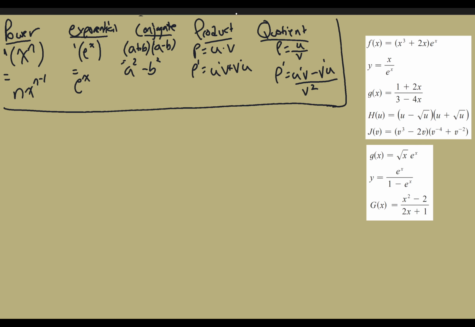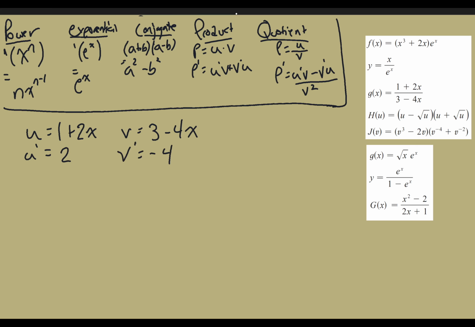Okay, next one, g of x. We know it's going to be quotient rule. Look at that thing. I can't bring that up. So my u is going to be 1 plus 2x. And my v, the denominator, is 3 minus 4x. U prime is going to be, well, there's no derivative of 1, so that's gone. The derivative of 2x is just 2. And v prime is negative 4.